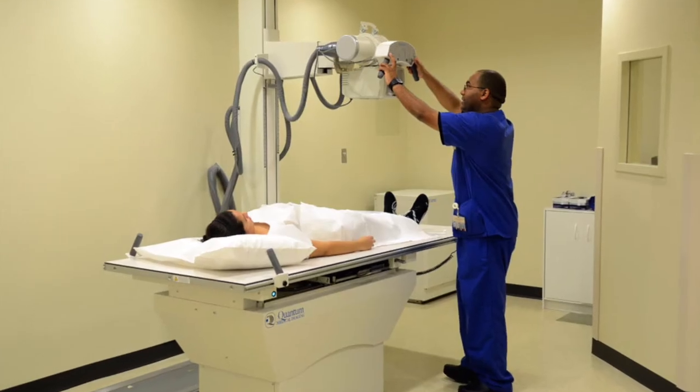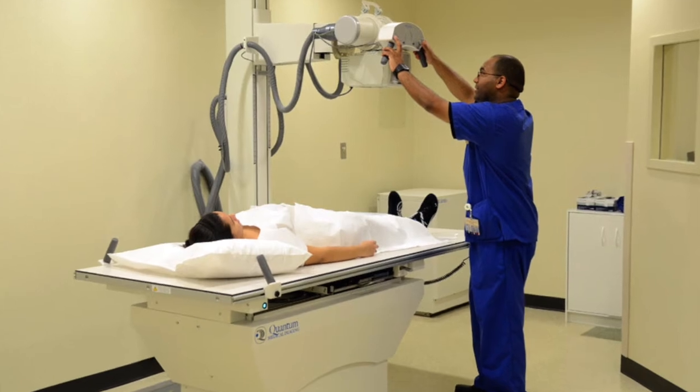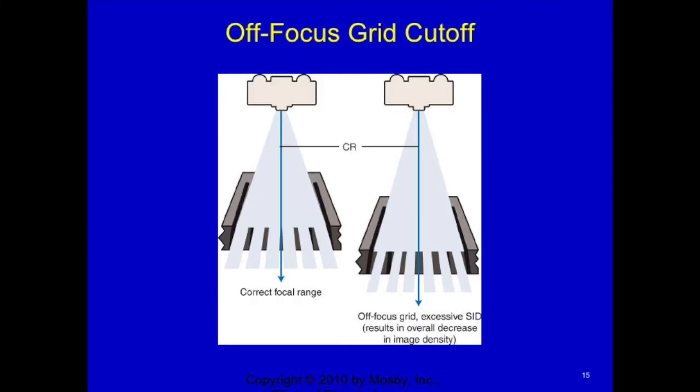An off-centered, also known as an off-axis or a lateral decentering grid error, happens when the X-ray tube is not centered to the central axis of the focused grid. An off-focus grid error causes the exposure on the outer edge of the image to be lost because the SID is outside of the recommended range.